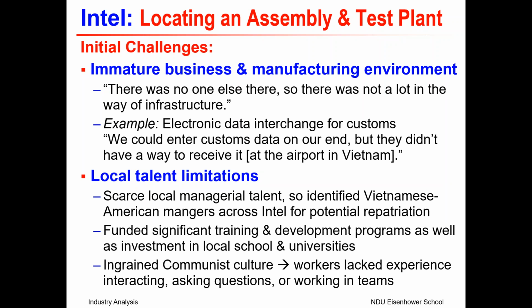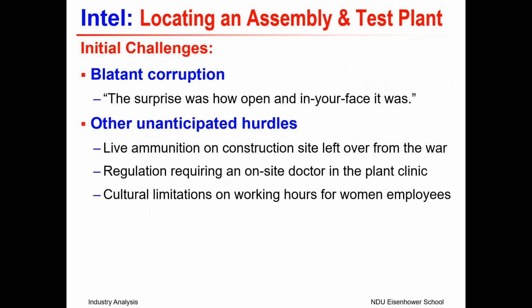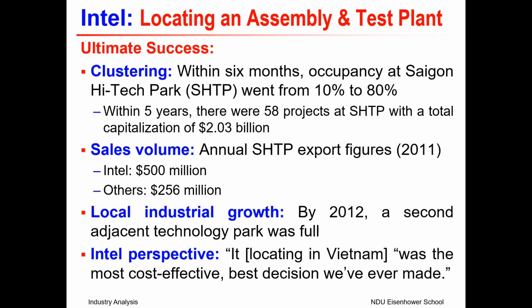They had problems initially, right? It wasn't a very well-developed business manufacturing environment. I encourage you to read the B case so you can see this information. There was limited local talent, and they had to do some training programs, et cetera. There was some blatant corruption, and some other hurdles like live ammunition from the war still on the construction site. So there were some hurdles, but it ends up being a good success.